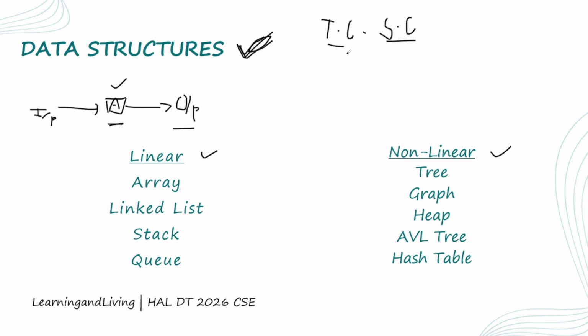Time complexity is the amount of time taken by our algorithm to complete based on our input size. Let's repeat it again. The amount of time taken by an algorithm based on the input size is called time complexity. Similarly, space complexity is the amount of memory required during execution as input size increases. This is called time complexity and space complexity.